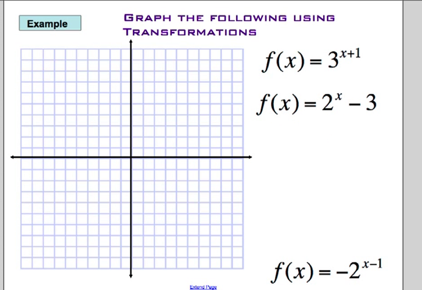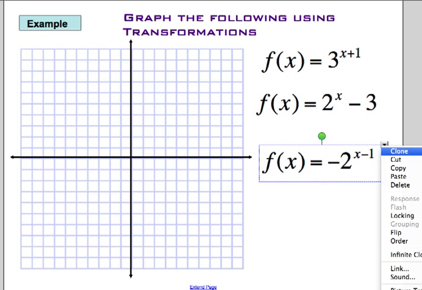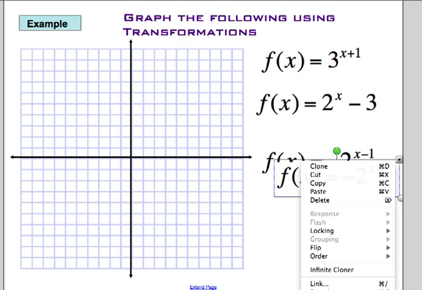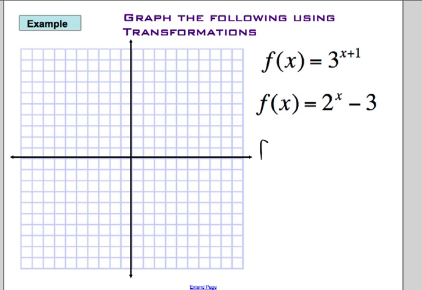Let's go ahead and try just one more. Now I'm actually going to change this equation. Let's graph f of x equals negative 1/2 to the x minus 1. So the first thing we have to think about is the parent. Now hopefully you're deciding that the parent is y equals 1/2 to the x.